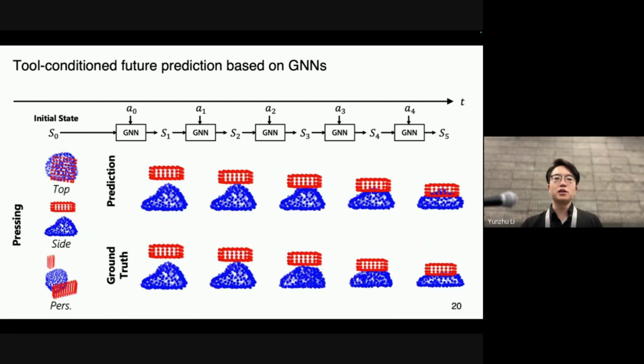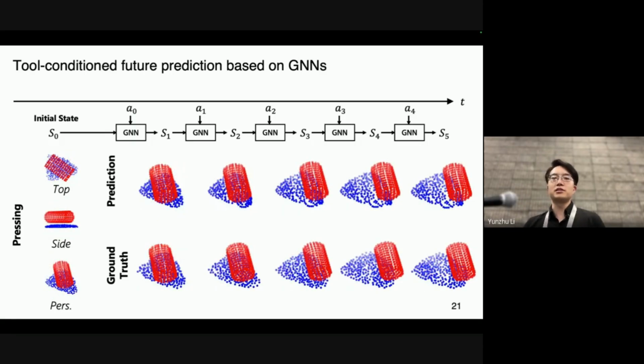Here's another example where we are predicting the dynamics of the dough as a result of the pressing action. There's a third example, where we predict the dynamics of the dough as a result of these kinds of rolling actions. You can see the area of the dough is being enlarged.